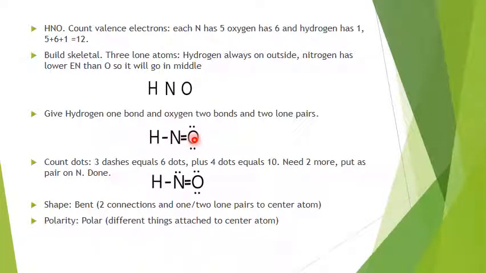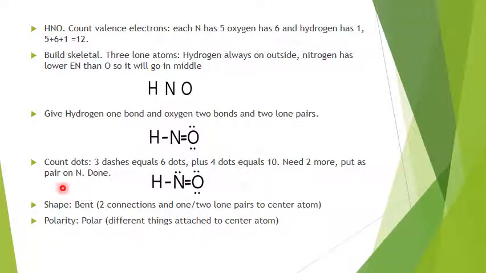Now we count up the dots. Each dash is 2, so 2, 4, 6, 8, 10. So there's 8 dots on this structure. We're 2 short. We need 12. We only have 10. Where do we put the 2? We put the 2 right here. And you got your structure.